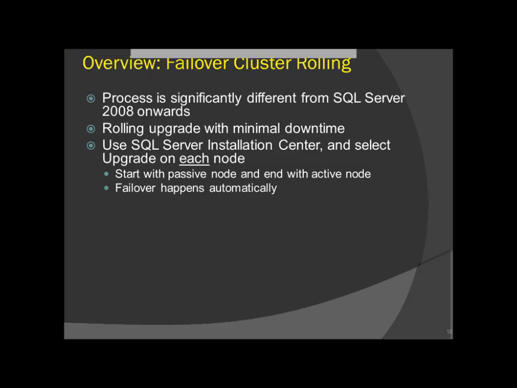And the best practice is always to start with a passive node. That means the node that is not being used, start there. You upgrade that node, and you can start the testing. During this time, the failover happens automatically. Certain times you need to do some manual failover and failback, but for the most part the in-place upgrade of your failover clustering platform happens automatically.